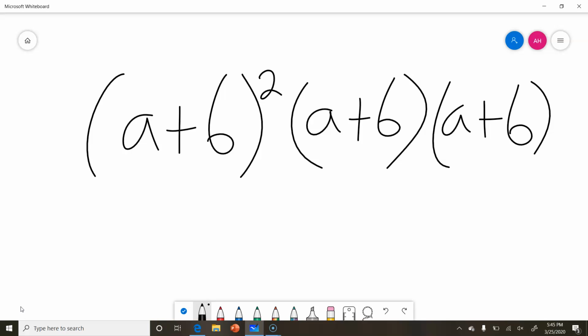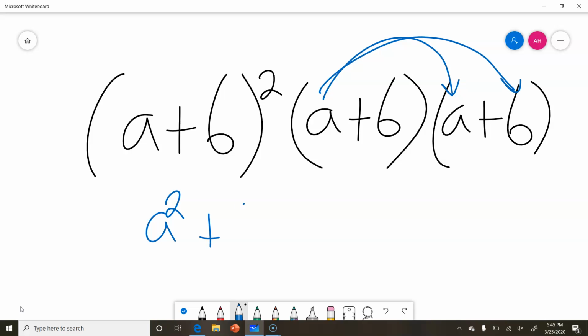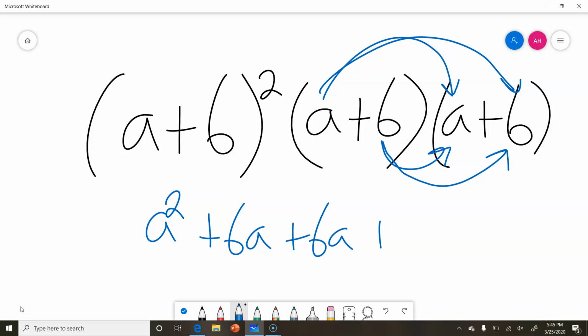Now that is not a b, that is actually a 6. So the first thing we do is change up the color here: a times a, which is a squared. We do a times 6, which is 6a. Then we do 6 times a, which is also 6a. And then last we do 6 times 6, which is 36.